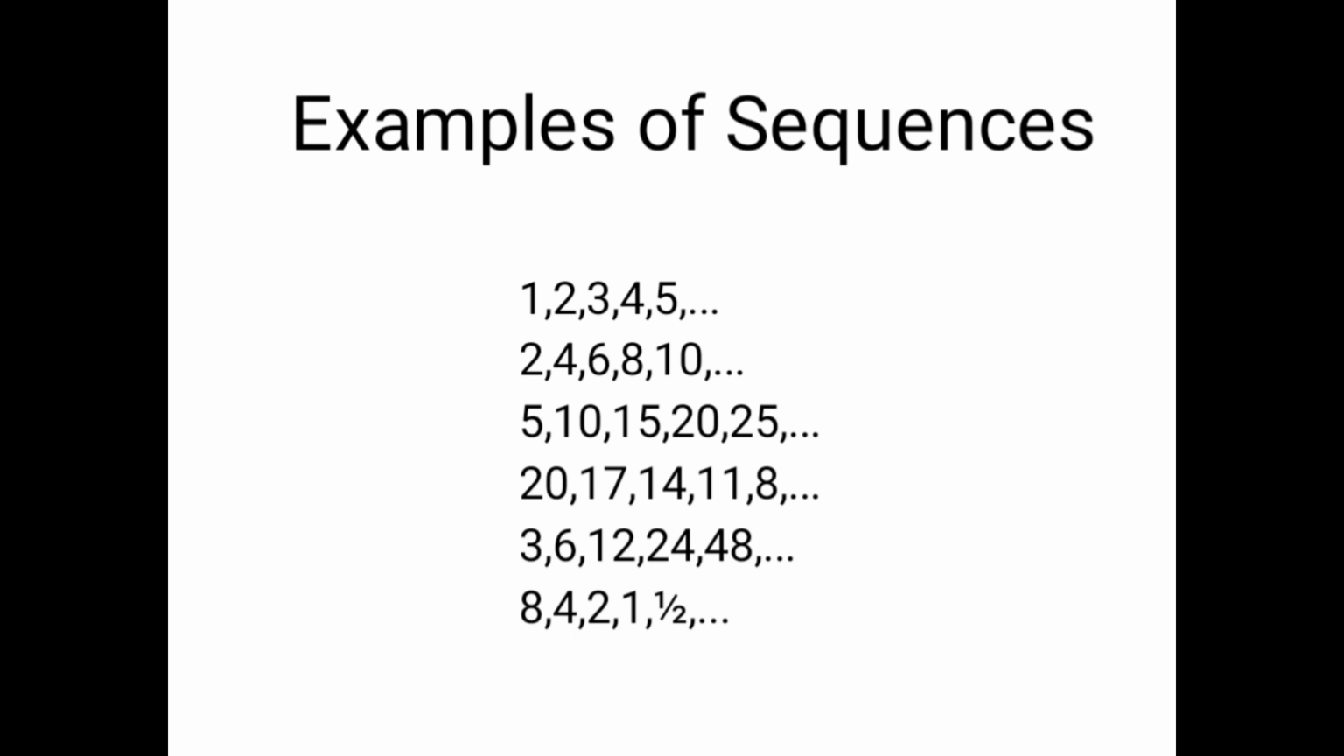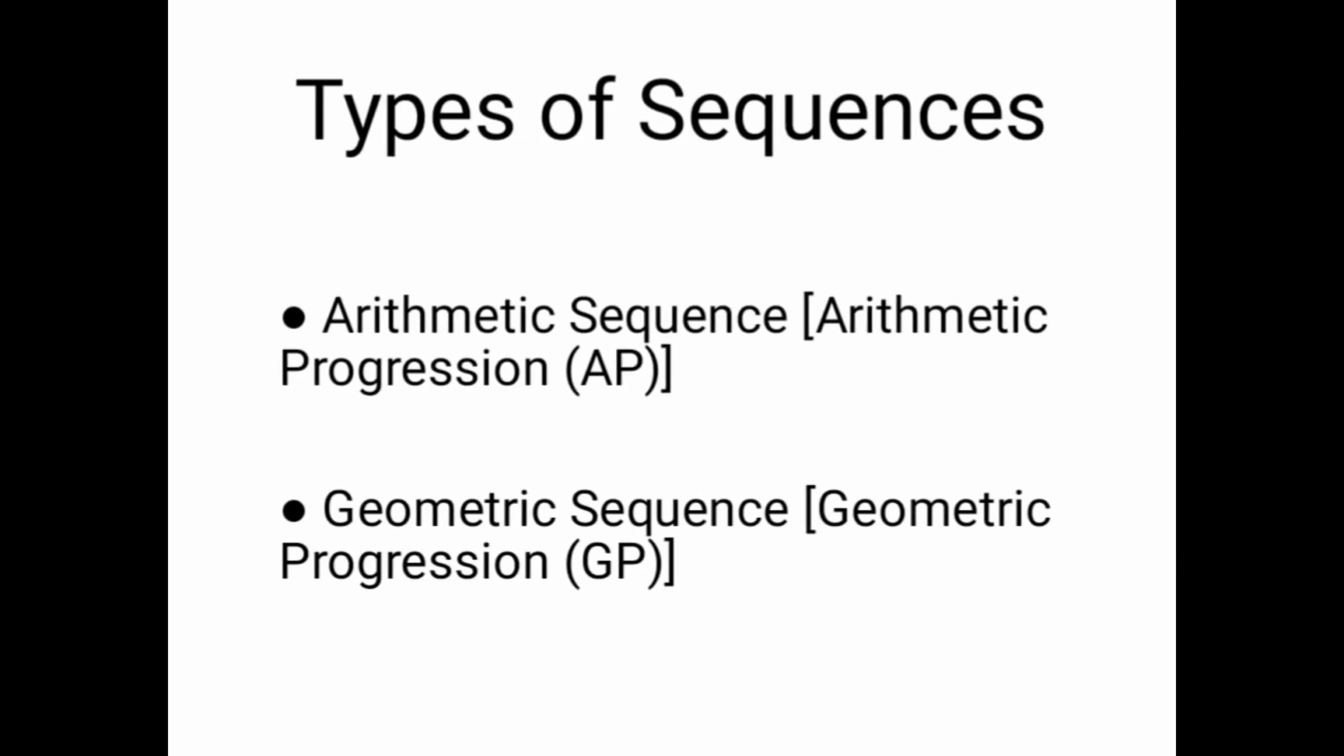Now, the sequences can be grouped into those that proceed by addition or subtraction. We refer to them as arithmetic sequence or arithmetic progression. In short form, we can call it an AP. Those that proceed by multiplication and division, we refer to them as geometric sequence or geometric progression. In short form, a GP. Now let's focus on AP.